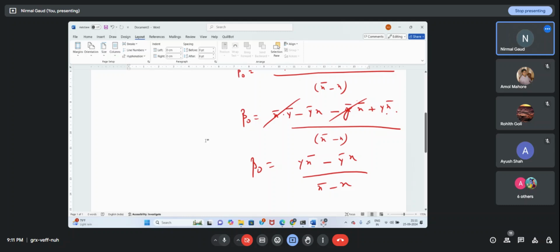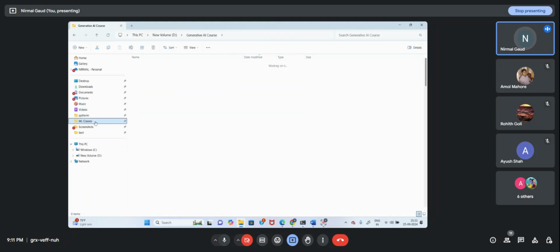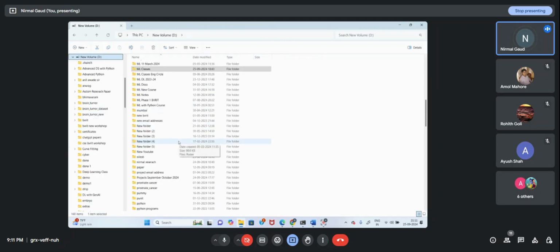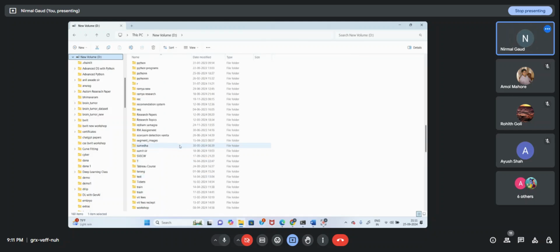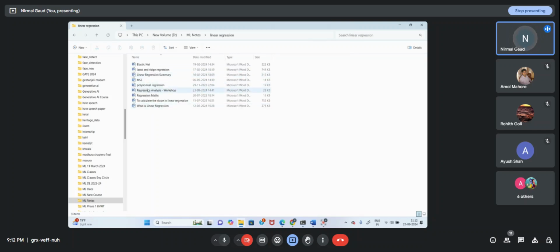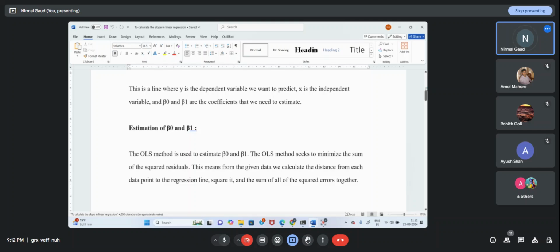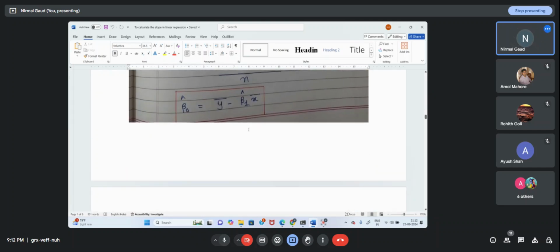Okay, so if I confirm this with the notes, I do have the notes related to linear regression. Let me show you that. Okay, ML notes for linear regression, and yes, here is the slope calculation for it. Okay, so all these are handwritten.